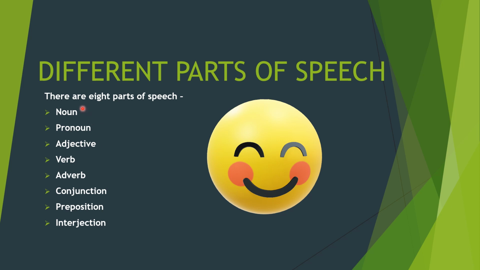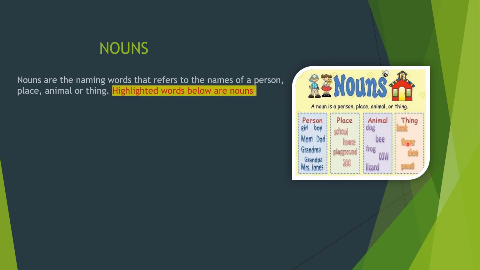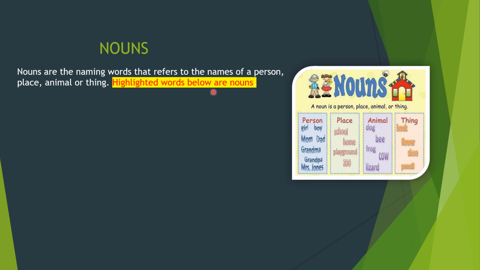Though we have already covered in our previous video what a noun is, let's see what a noun is. These are some examples of nouns. A noun is the name of a person, place, animal or thing. Here are some examples of persons: girl, boy, mom, dad, grandma, grandpa, then place, animal and thing. Nouns are the naming words that refer to the names of a person, place, animal or thing. I will show you some highlighted words below which are nouns.